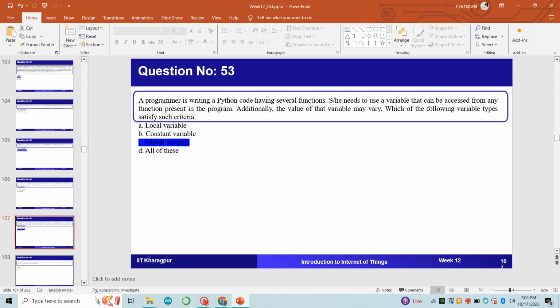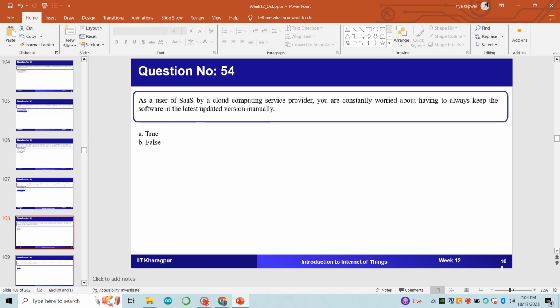Global variable. Next question is: as a user of software as a service by a cloud computing service provider, you are constantly worried about having to always keep the software in the latest updated version manually. True or false? False. Option B, false.